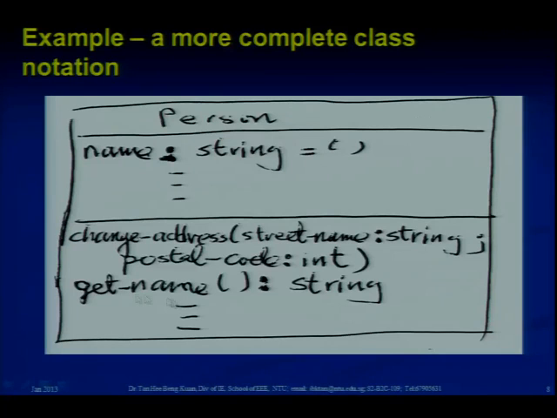For the second operation, get name, I have empty brackets. Empty brackets mean that this operation does not have any argument. It does not expect any input, and by performing this operation, it will return a value. The type of the return value is string. So that's why I put string here. So this is the way to define the result type. Okay. So today we will stop here. See you again next week.